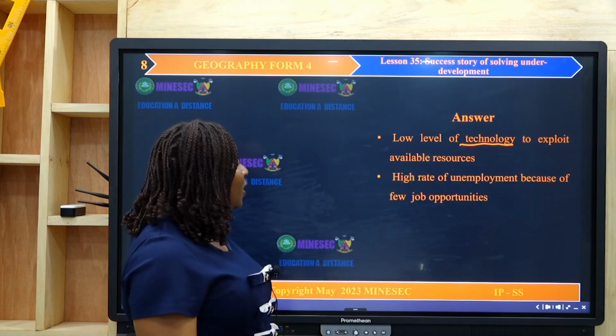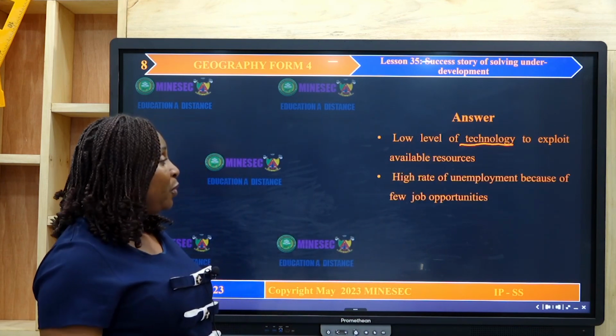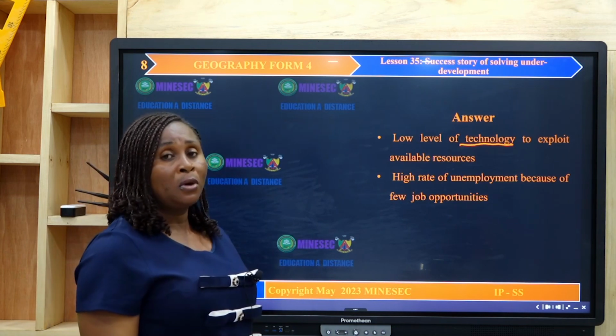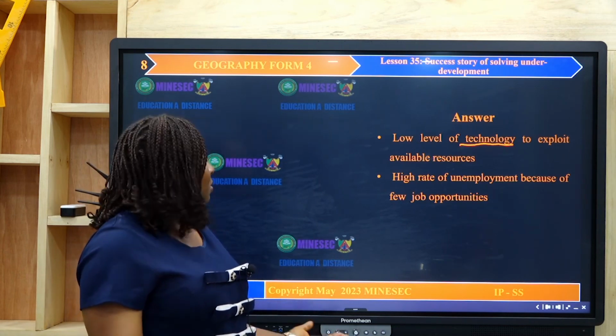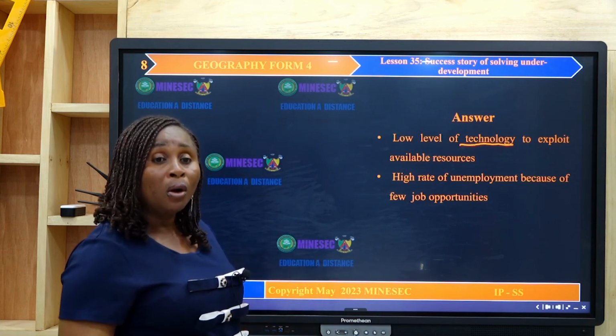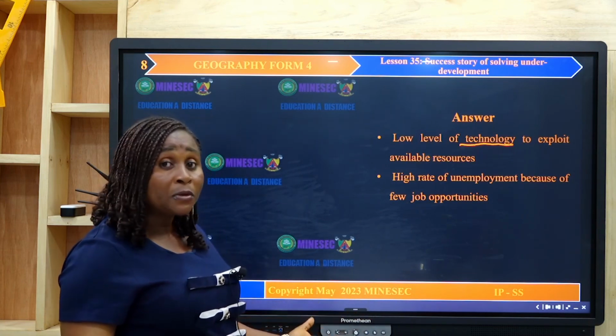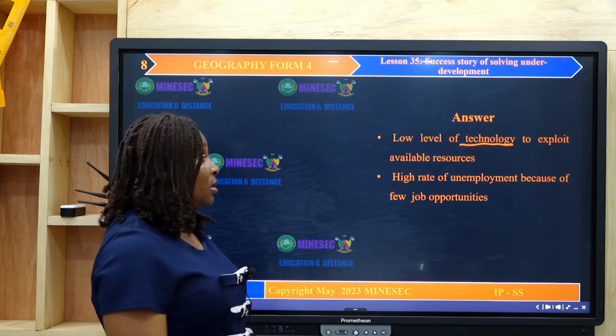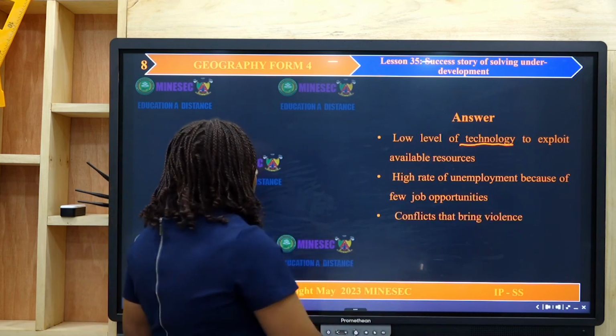The next, high rate of unemployment because of few job opportunities. If the opportunities are not there, we will become poor. We will not have jobs to do in order to earn an income.